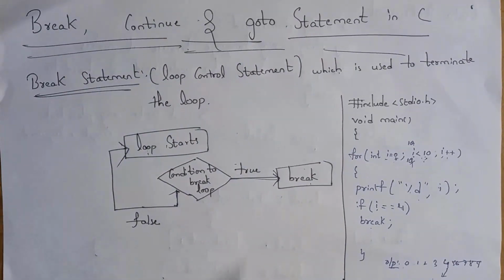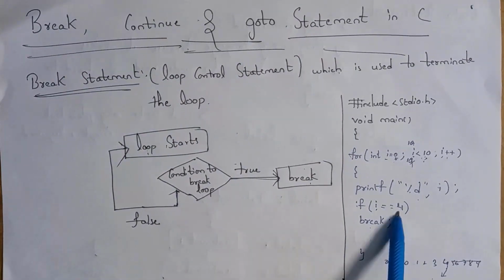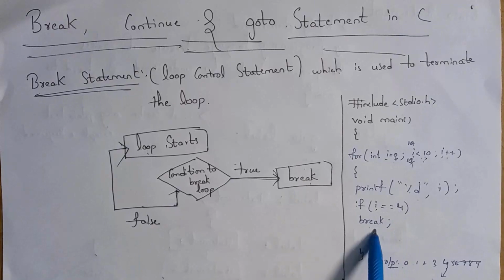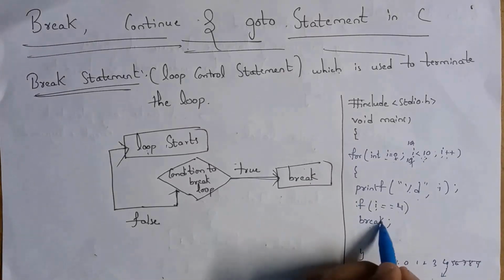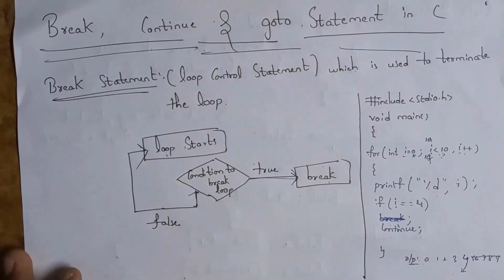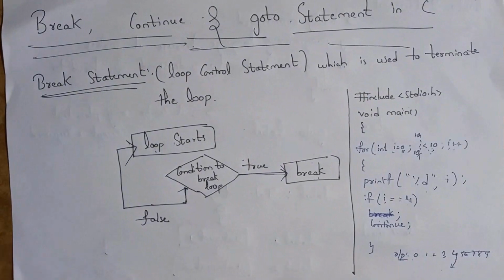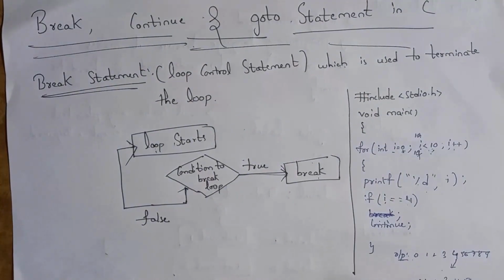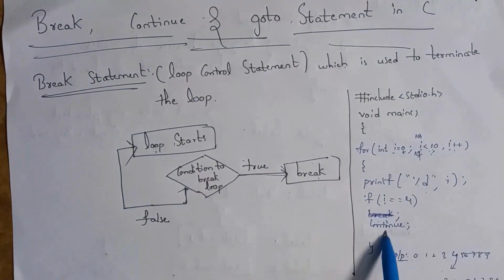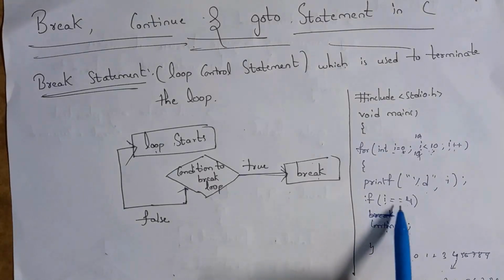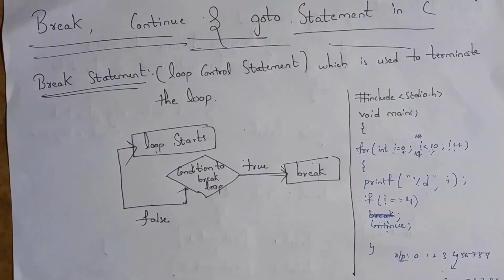In this program I have given a condition, that is if I is equal to 4, then break. So by writing this program I will get output as 0, 1, 2, 3, 4. But here in place of break, if I write continue, by writing this program I will get output as 0, 1, 2, 3, 4, 5, 6, 7, 8, 9. In continue, if I reach value 4, it will continue the loop.